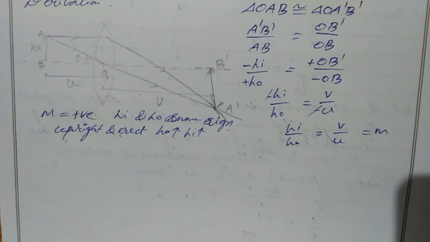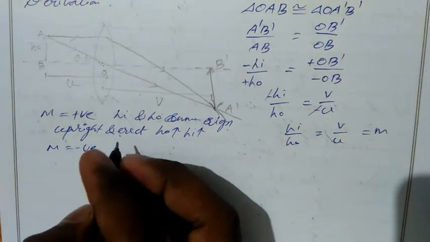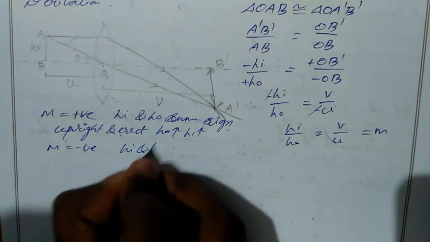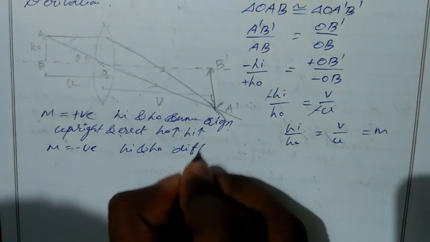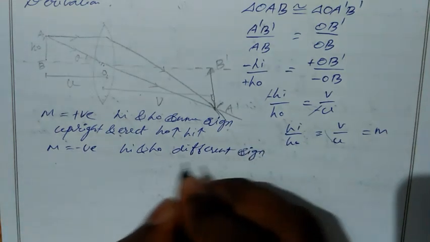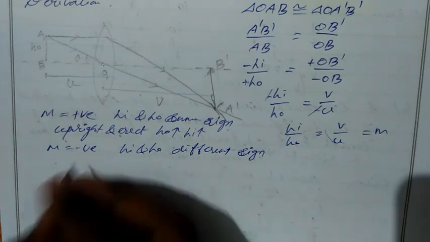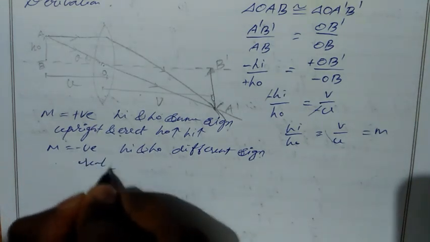Clear? If M is negative, then Hi and Ho have different signs. Now what is the nature of the image? The nature of the image is real and inverted.